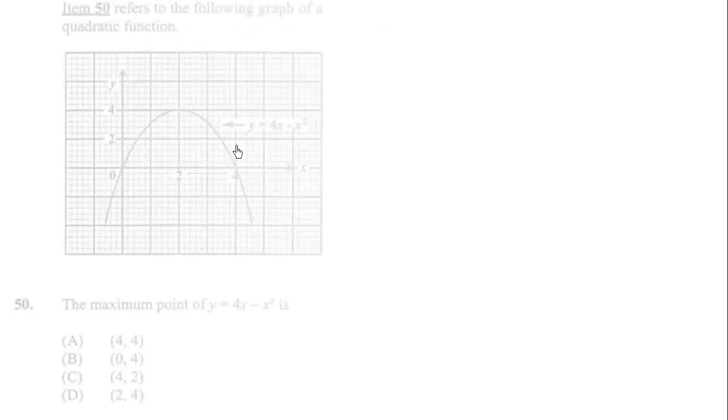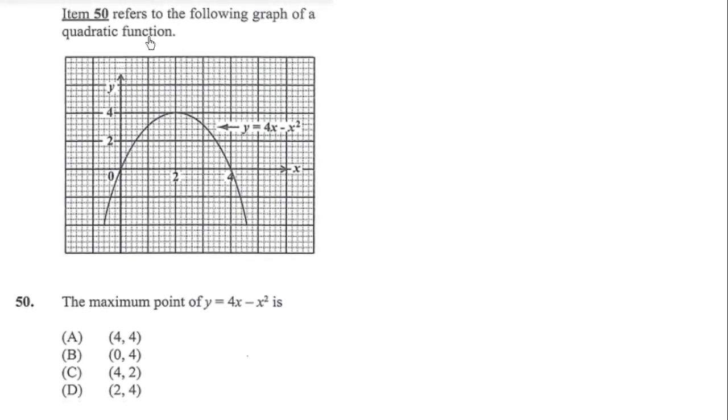Now item 50 refers to the following graph of a quadratic function. So this is a quadratic function. The maximum point is this over here, and the coordinate of that point is (2, 4). Therefore the correct answer is D.